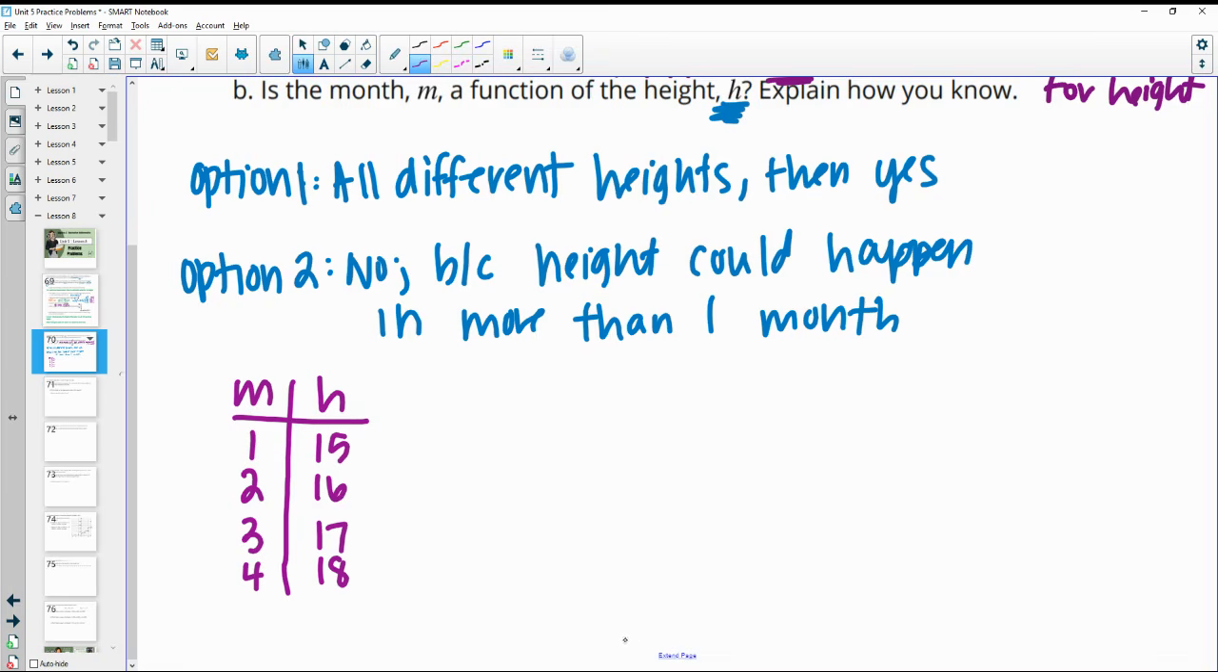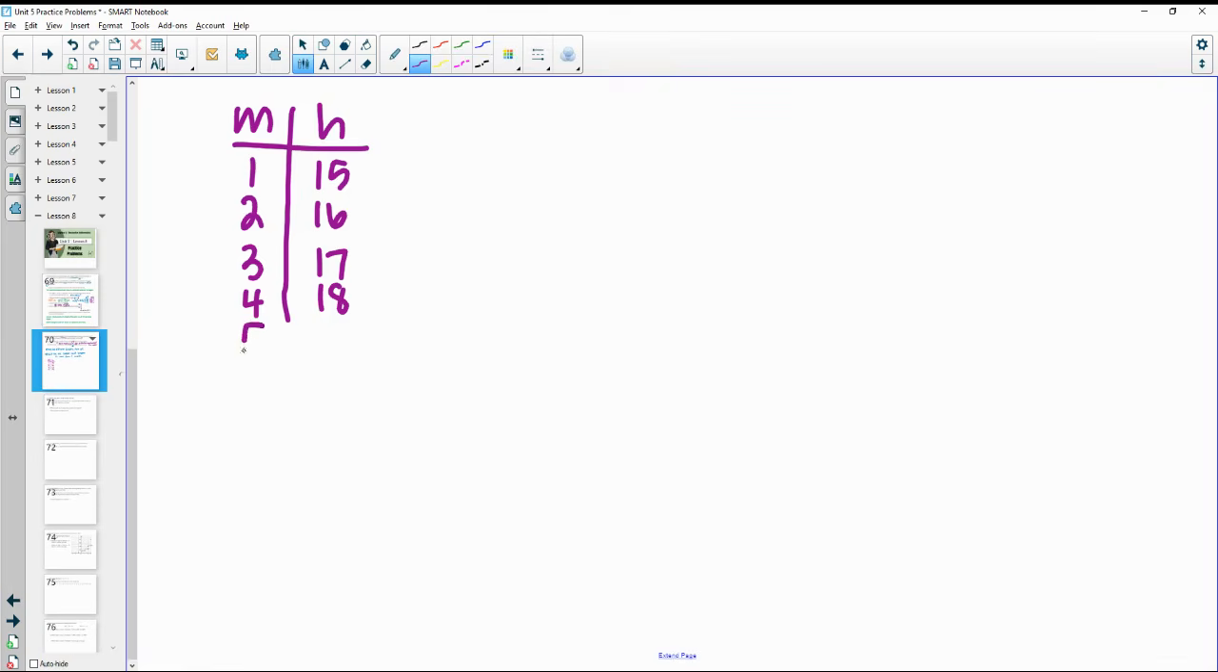So each month, even if the tree kind of stopped growing for a couple of months, this is still fine because the months are producing a value. So each month gives you back a value. You don't have the month going to 2 different values.